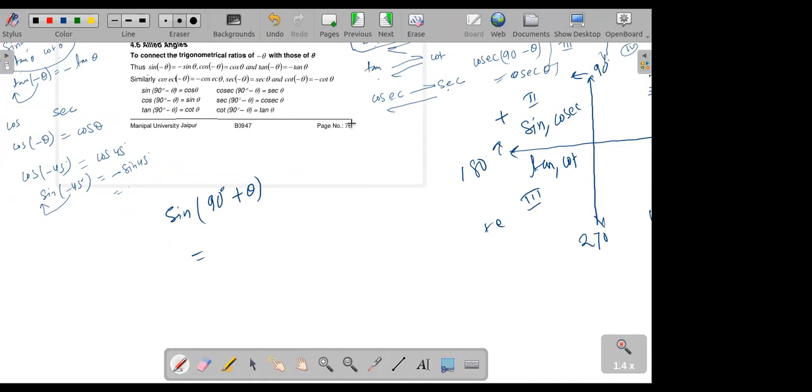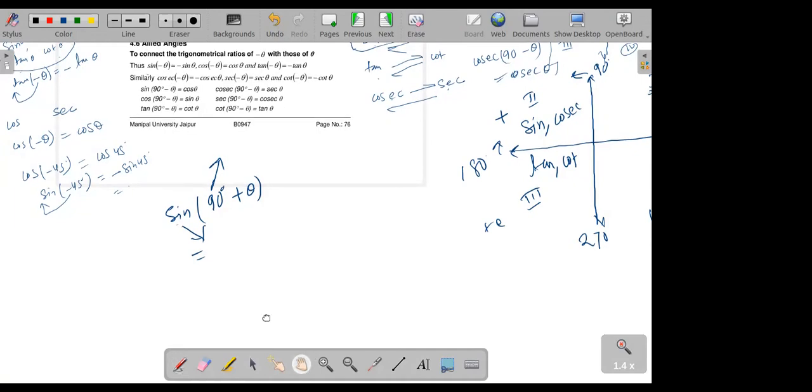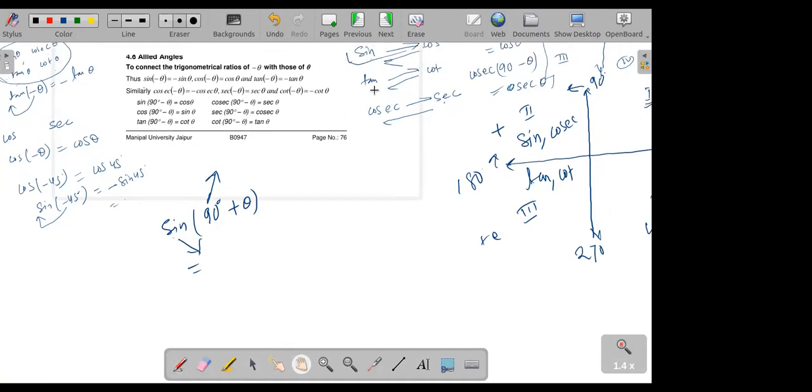So there are two rules we have to focus on. First rule, I said that this must be an odd multiple of 90. Then we have to change the ratio. So sine will be converted to cos.